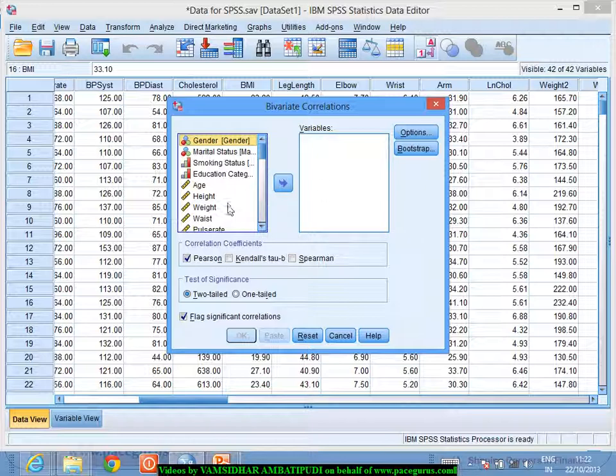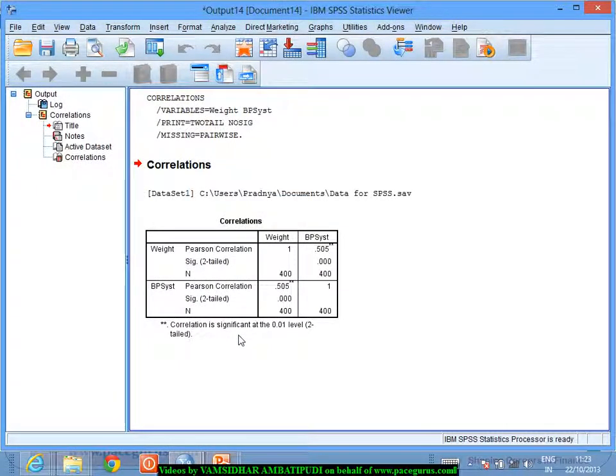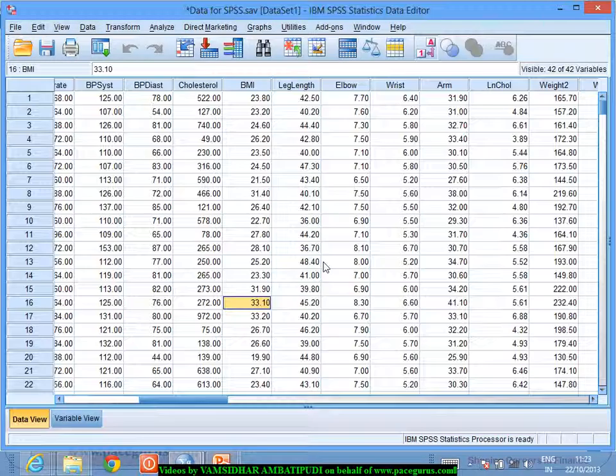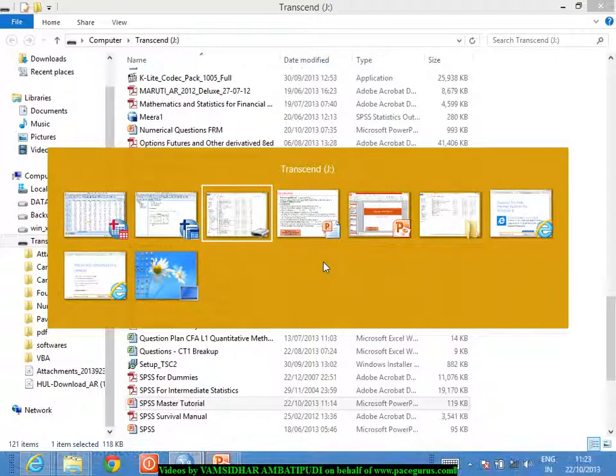Now let's give the two variables, the weight as well as the blood pressure, the systolic blood pressure. I'm going with the Pearson correlation coefficient itself. All right. Here it gives me a very simple calculation. It says that the relationship is around 0.505 with a significance level of 0.000. These are the two values that are important.